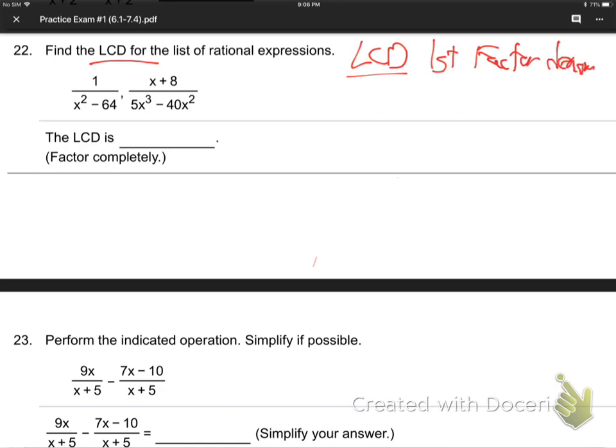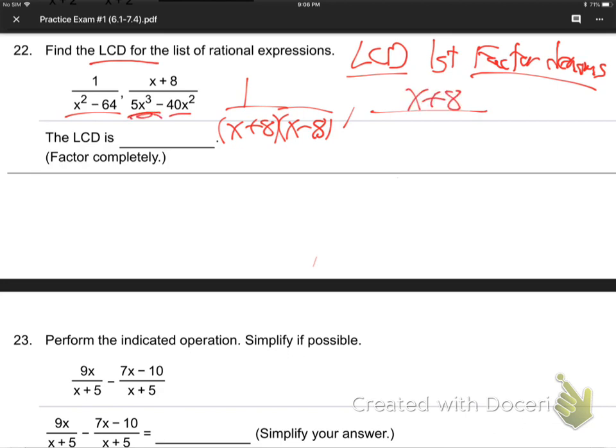Well, the first step for the LCD, first factor the denoms. First factor. So I'm going to factor this one right here. That's a double-double. X plus 8, x minus 8, comma. And then the other one, factor this one, that's a GCF, right? Put the top down, we don't care about the top. The GCF, what do they have in common? Looks like 5x squared times x minus 8, I think, because that would go back to 5x cubed. That'd go back to 40x squared, right? Okay, now, so we got them factored.